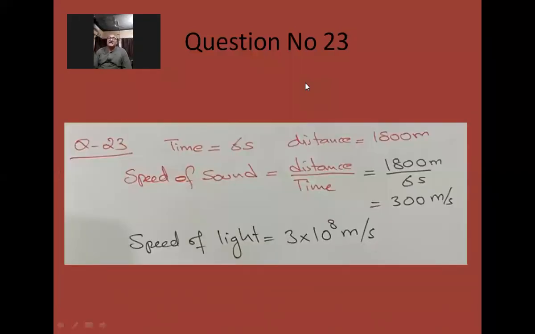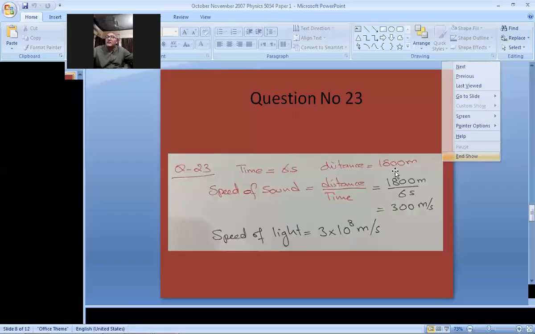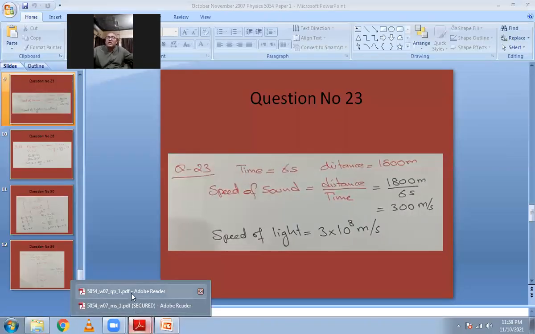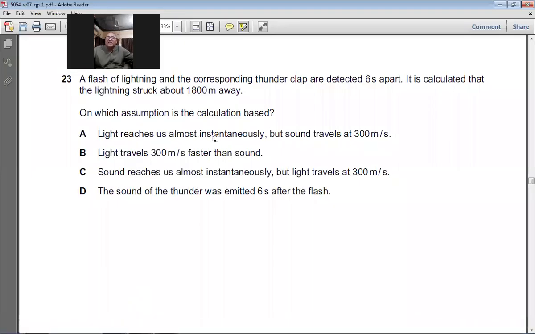So the time is 6 seconds. The distance is approximately 1800 meters. So the speed of the sound will be distance divided by time, that is 1800 meters divided by 6 seconds. So the speed of the sound is 300 meters per second. And the speed of the light, you have to remember this number, is 3 × 10^8 meters per second. So the light reaches us almost instantaneously, but the sound travels at a speed of 300 meters per second. Yeah, that is the answer.